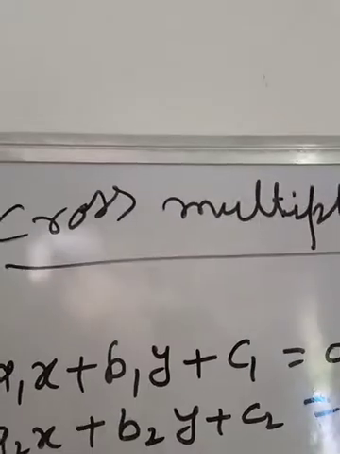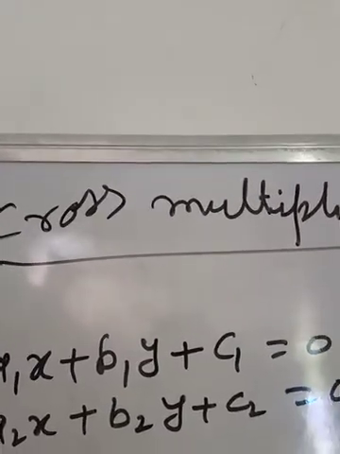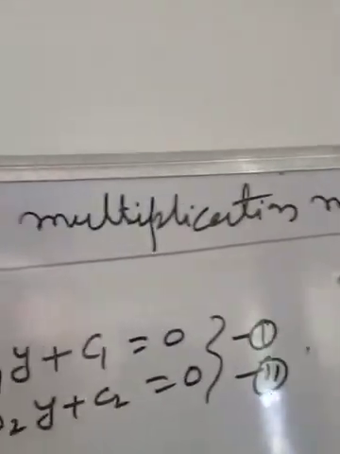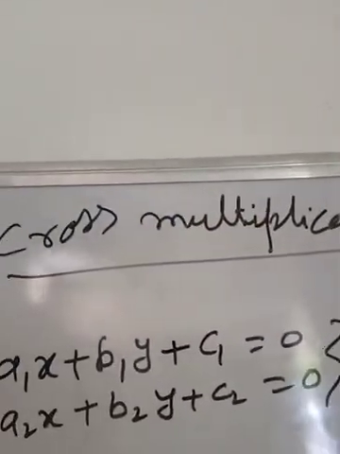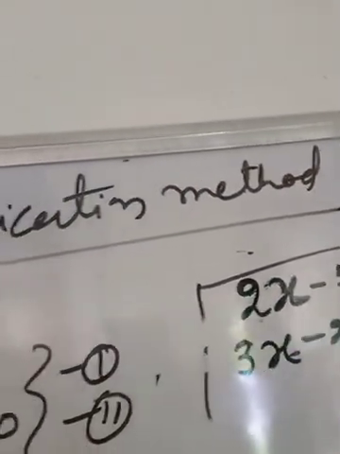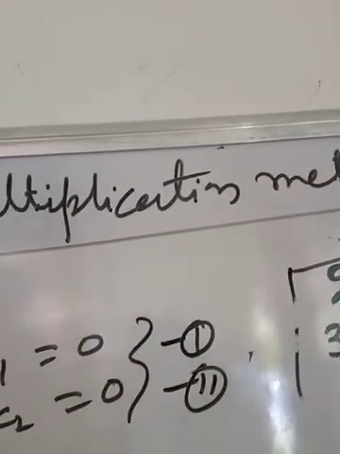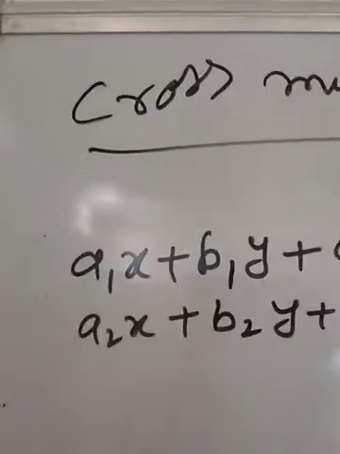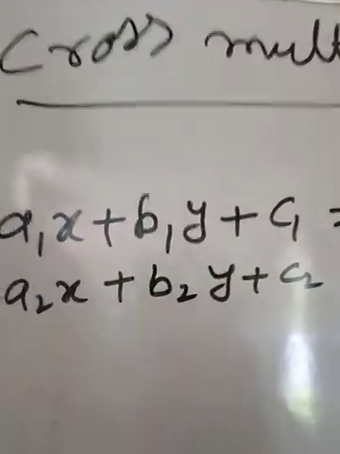Now we are going to learn a method, the cross multiplication method. This is another method by which we can solve a system of linear equations in two variables.